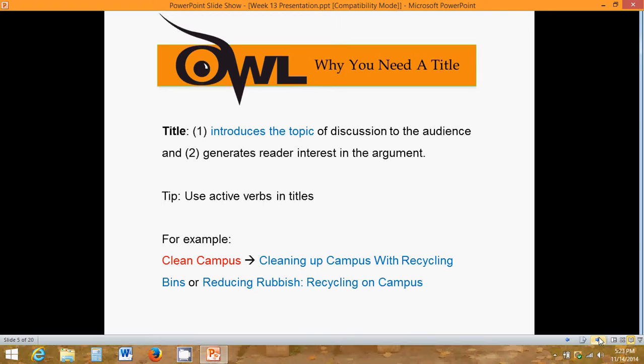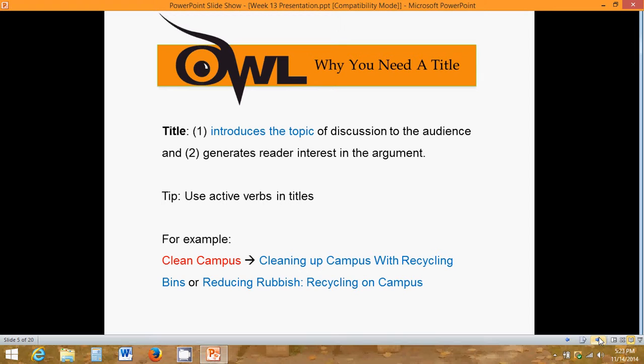So looking at the two, we have action words in the first one, cleaning up campus with recycling bins, which is clear on the topic and we understand what's going to happen. But the second one is a little bit more attention grabbing. So reducing rubbish, recycling on campus.